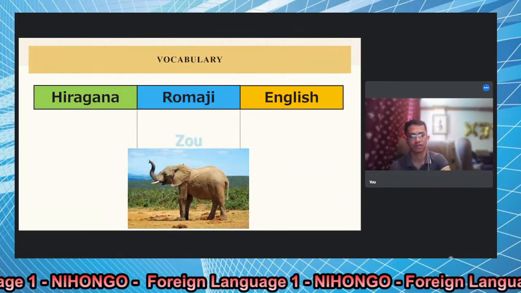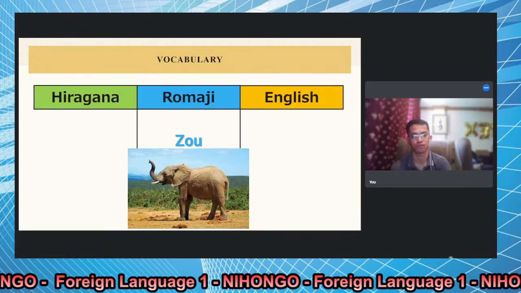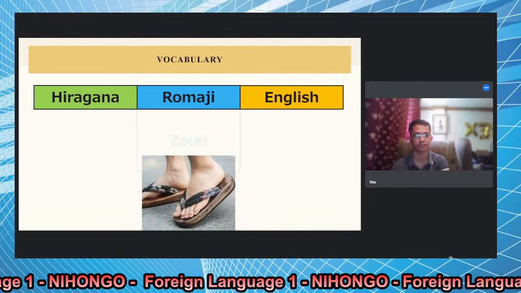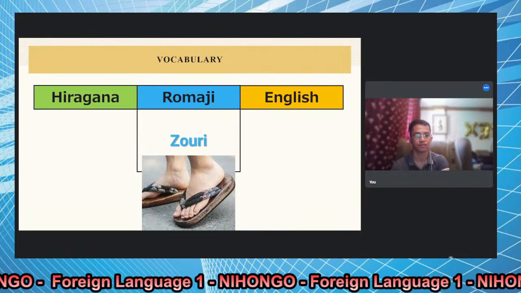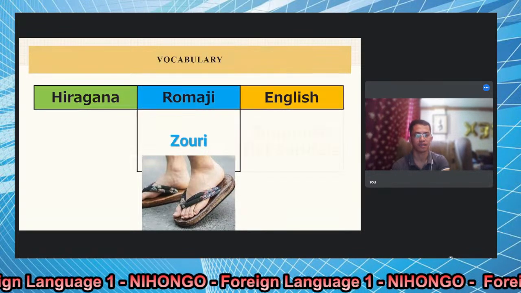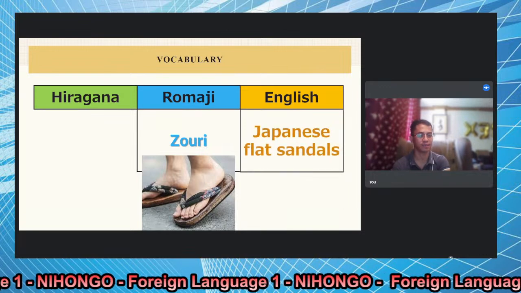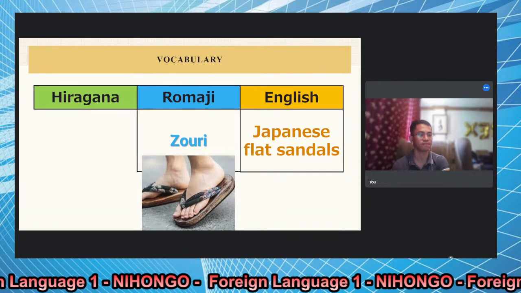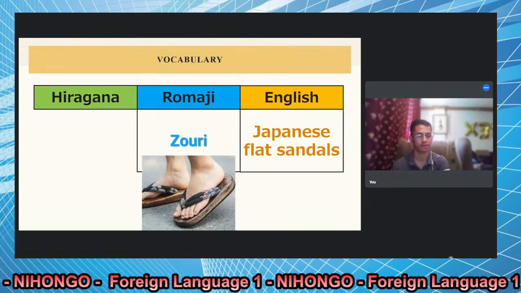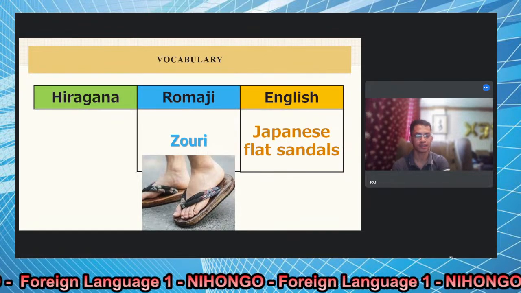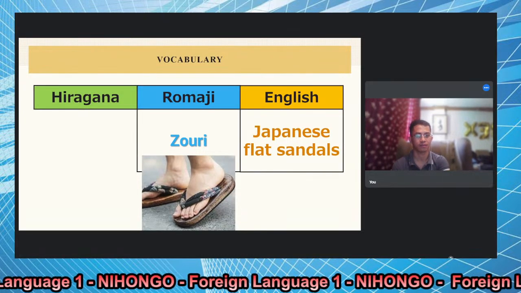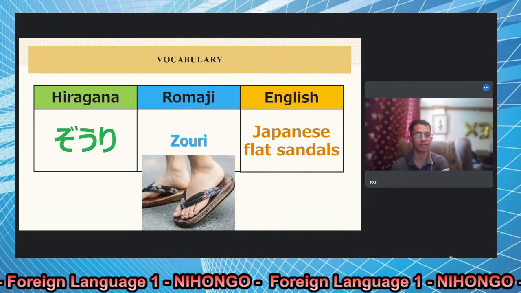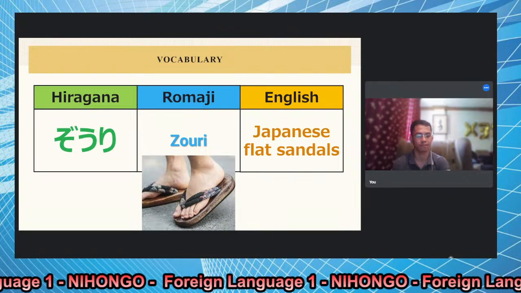Next. Zo. Next word. Zori. Zori is Japanese flat sandals in English. Okay? Zori. And it is so plus tenten, u, and then ri. So that is Hiragana ri.